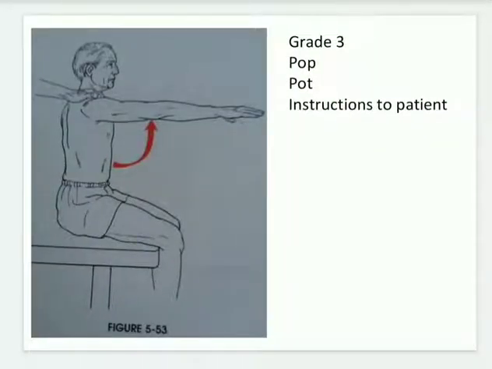And grade 3 is without resistance; he should be flexing to the range of 90 degrees, with the patient in sitting position and the therapist standing. The test is flexing the shoulder to 90 degrees. Instruction: raise your arm up to the shoulder height. This is for grade 3.